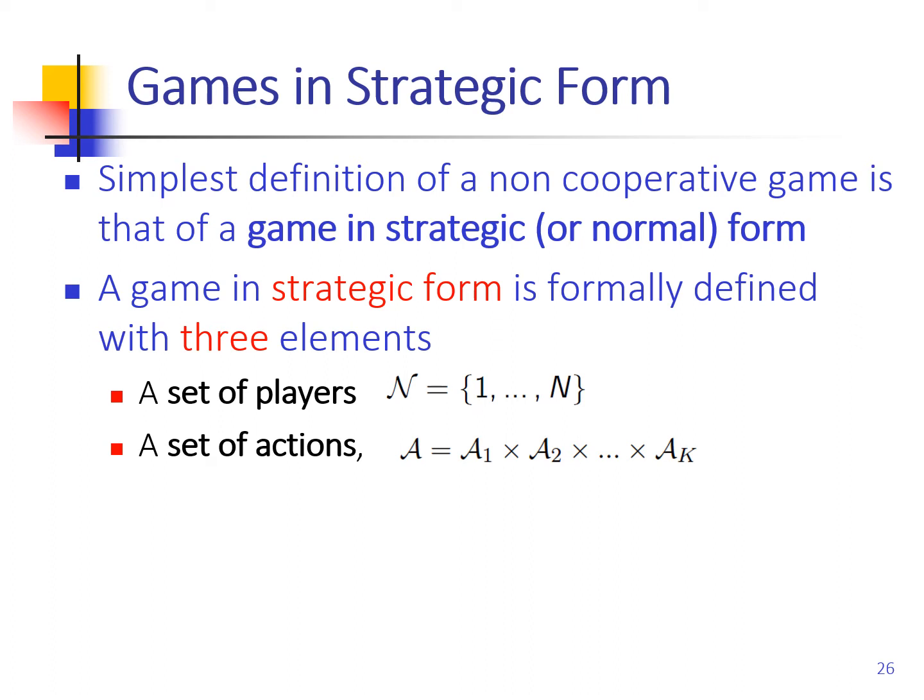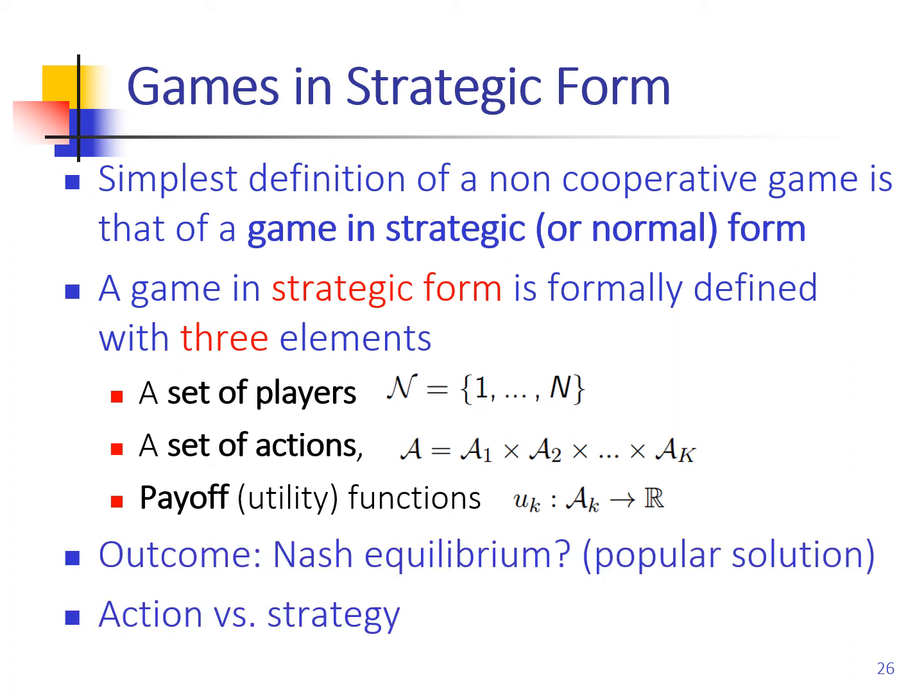Every agent has its own set of actions, and this is captured here by A_k, with k referring to agent k. Then the payoff will be a mapping from the set of actions to the set of real numbers. We will see what we mean by that. This could be your channel rate, energy efficiency, power efficiency, anything else you want. And then, of course, the outcome will be to characterize this Nash equilibrium. Right. All right. Action versus strategy, we can talk about it later on.